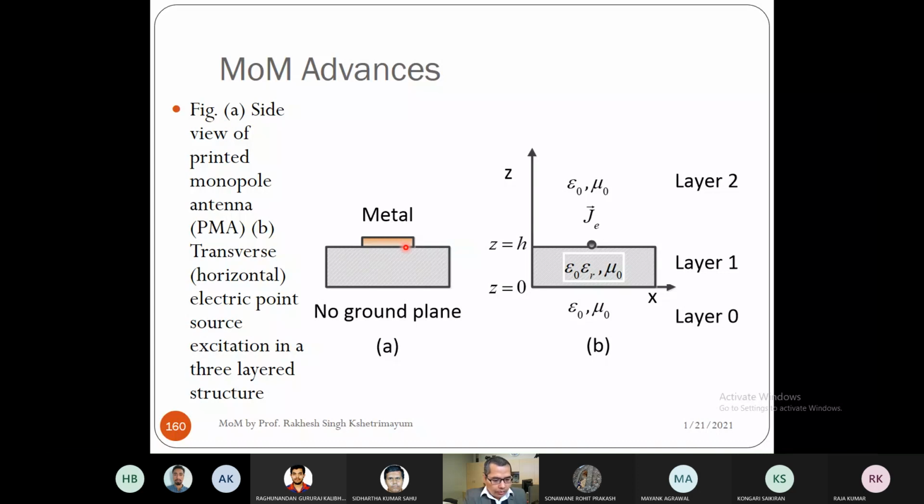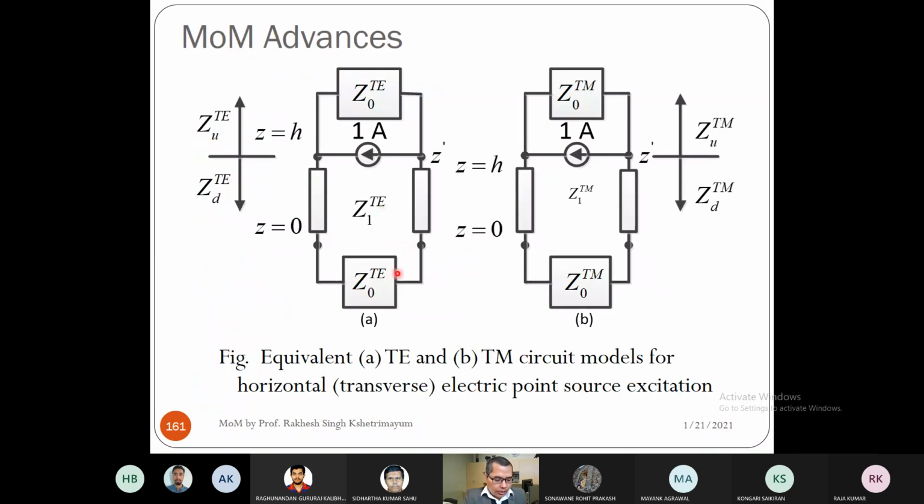So now let us find the TE and TM circuit model for this 3-layered structure. Here, layer 0 is free space. Layer 1 is a substrate. So layer 1 I can represent by a transmission line. For the TE case, it will have a characteristic impedance of Z1TE. For the TM case, it will have a characteristic impedance of Z1TM. So at z equal to 0, I have free space. What is the impedance for free space?